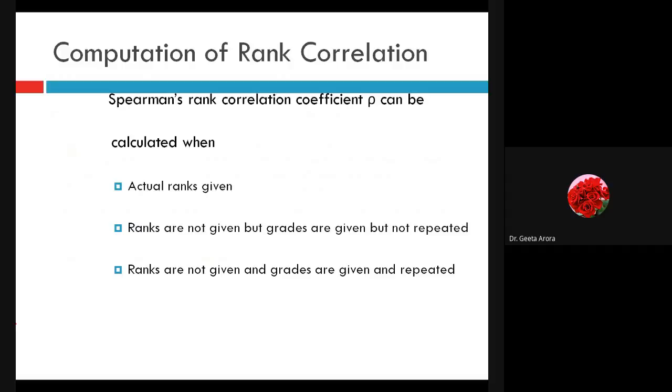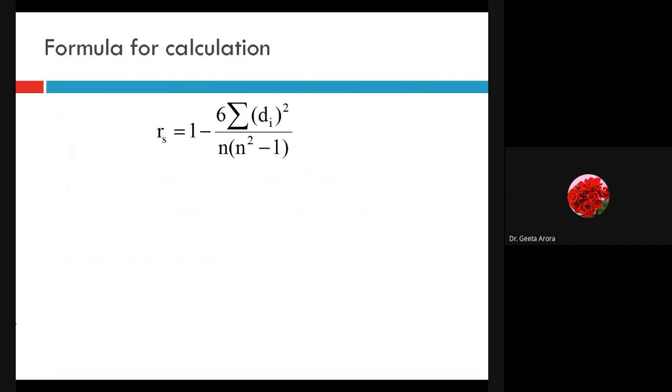In some examples, we will work when actual ranks are given. The second case, we will work with ranks not given; we are going to rank them, but there is no repetition, no ties. And the third case is when ranks are not given, grades are given, we are going to rank them, but there is a tie. Okay, so let's see how we are going to calculate.